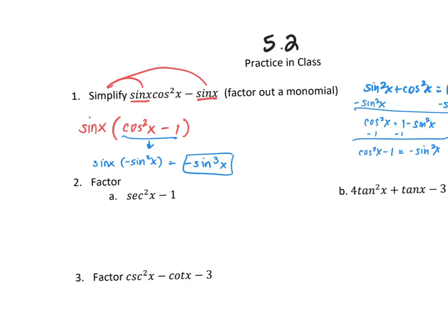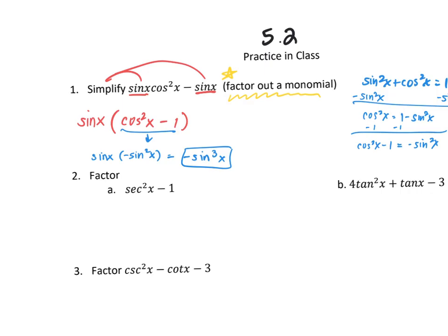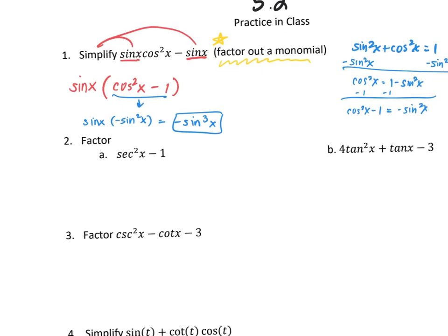Okay, so here's a new strategy we use: factor out a monomial. So I'm going to put a yellow star there. All right, next it says factor. And looking at this, you might not know what to do right off the bat. But here's another strategy: factor our trig functions.